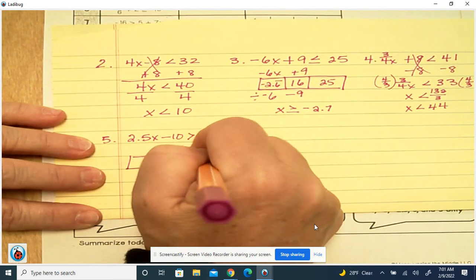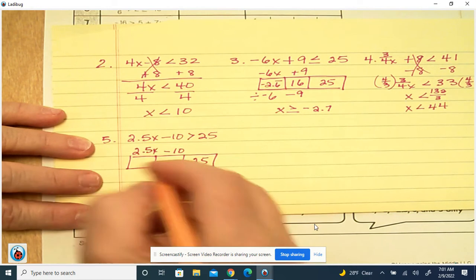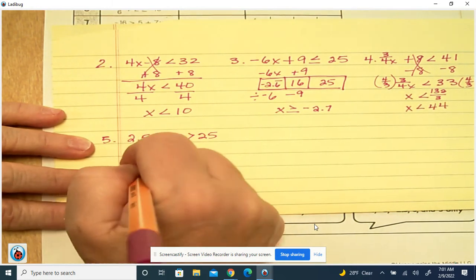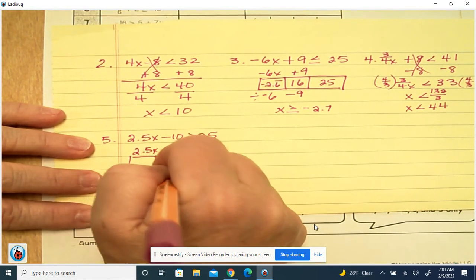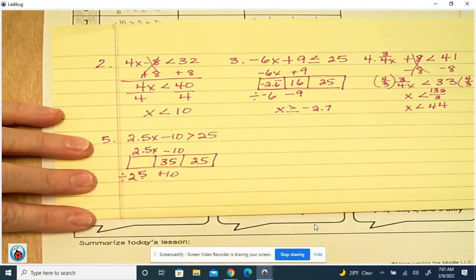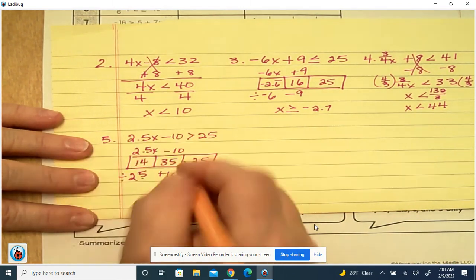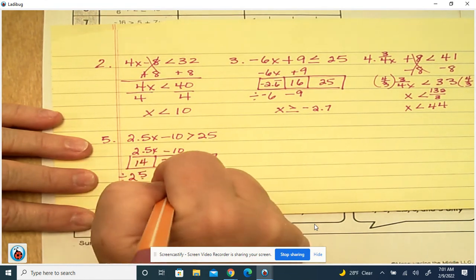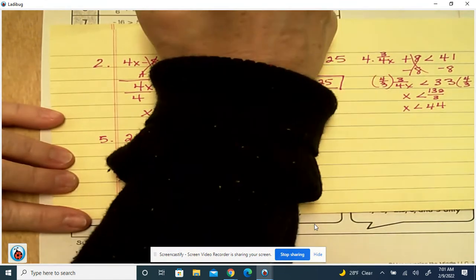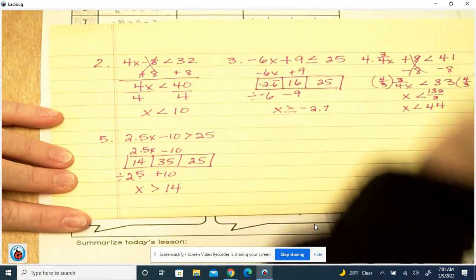So I got 25 minus 10, 2.5x. So we're going to divide by 2.5 and add 10. 25 plus 10 is 35. And 35 divided by 2.5 is 14. So x is greater than 14 for number 5. So we got 14. It's just greater than, so it's an open circle shaded to the right.